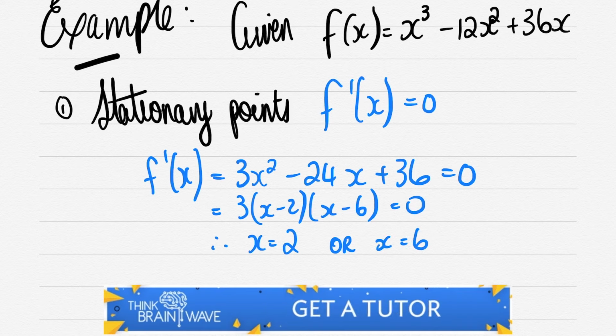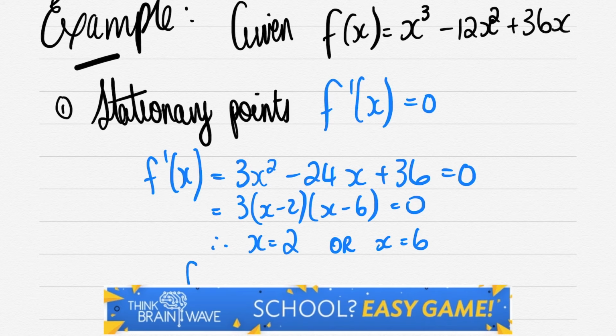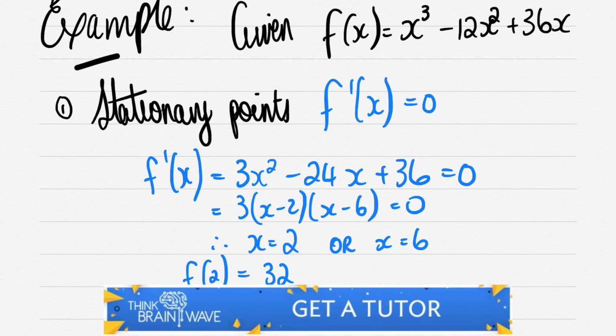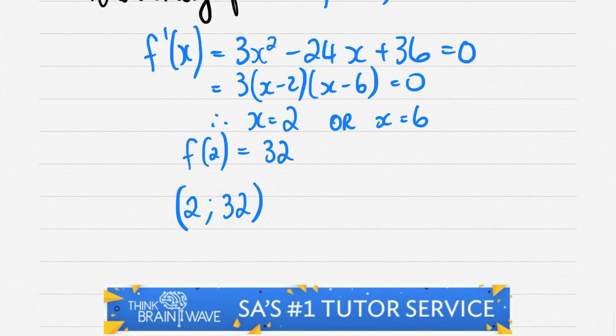We now need to sub x is equal to 2 back into the original formula. So we say the function of 2 is equal to 2 cubed minus 12 times 2 squared plus 36 times 2. This gives us an answer of 32. That means that our point that is stationary is at (2, 32).